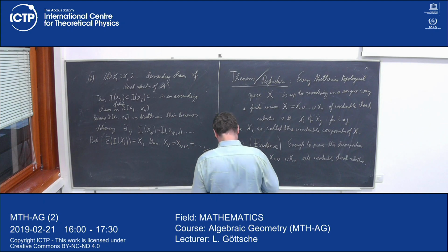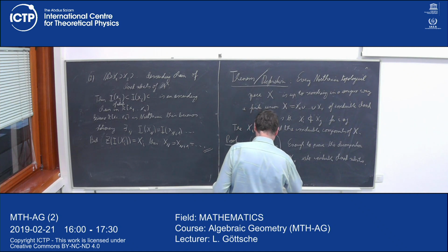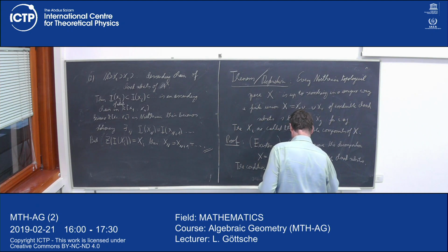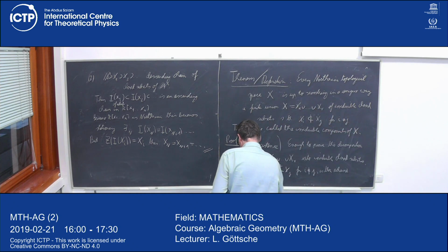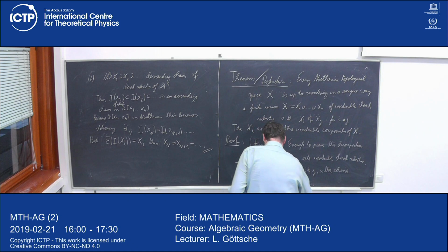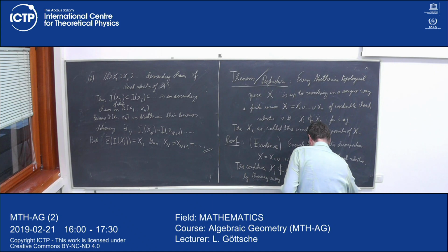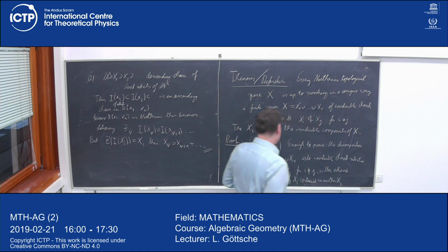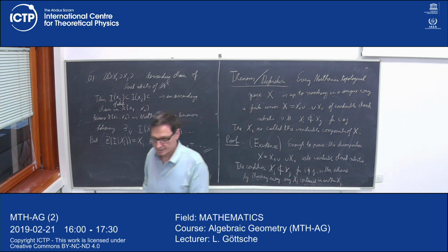So the condition Xi is not contained in Xj for i different from j is then achieved by throwing away any Xi contained in an Xj. Okay? We only have to show we can decompose it in this way. That we can do it in this minimal way is trivial. We just throw away whatever is there too much.